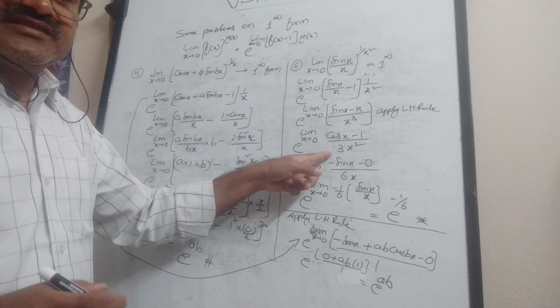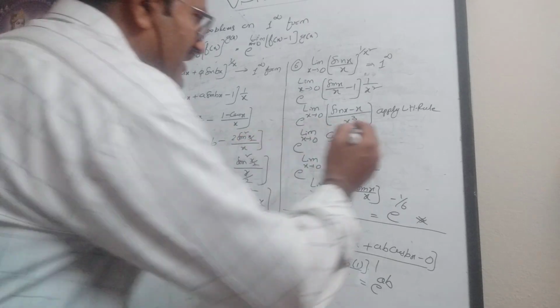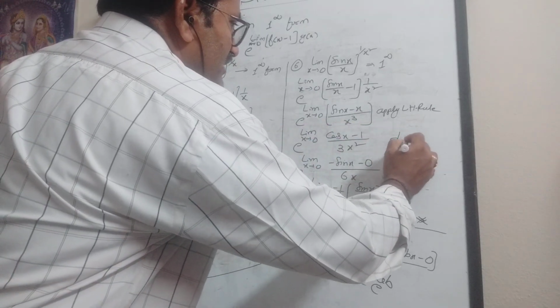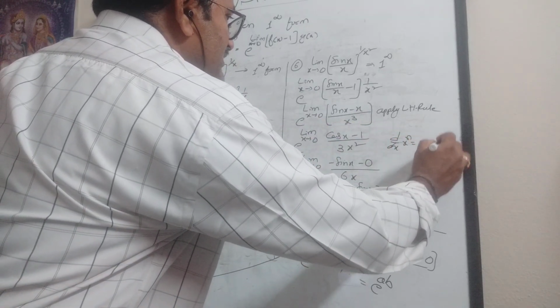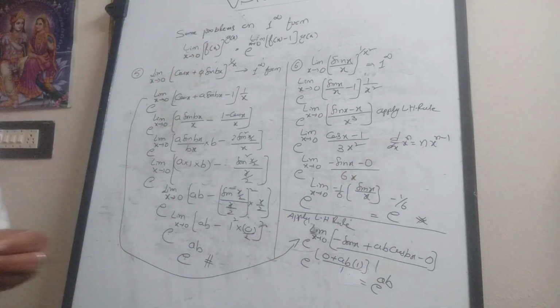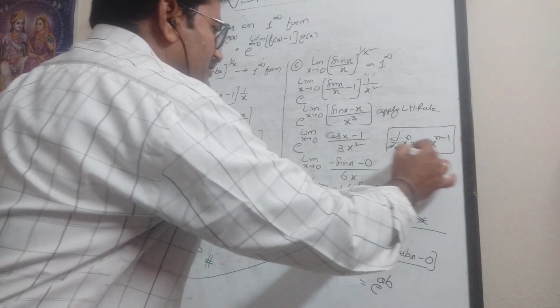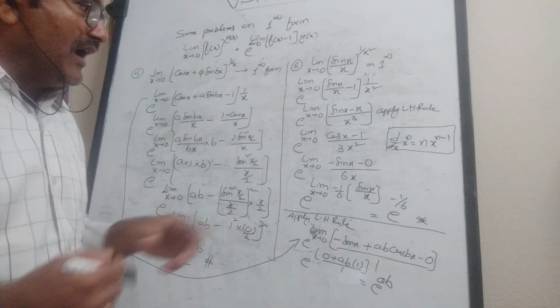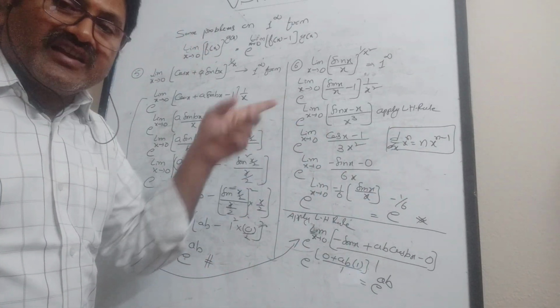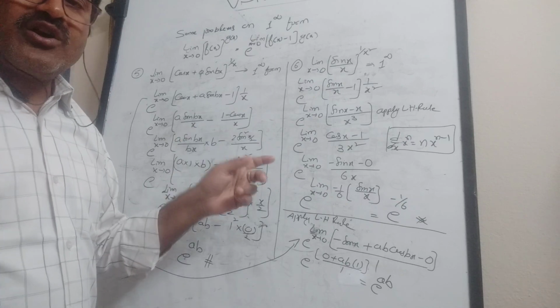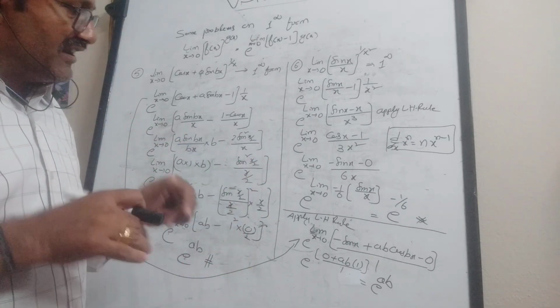What is the derivative of x cube? It is 3x square. Why? Because d by dx of x power n is n into x power n minus 1. Apply this formula, then you will get this value for x cube. And by substituting, you are getting once again 0 by 0. So we have to take the derivative further for that.